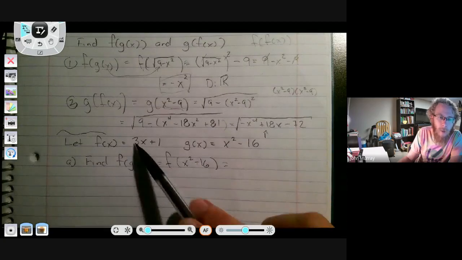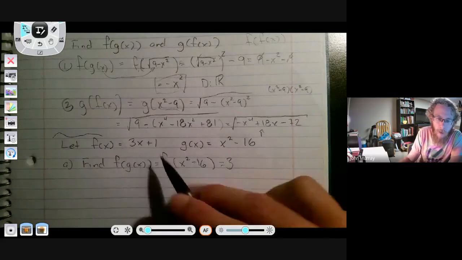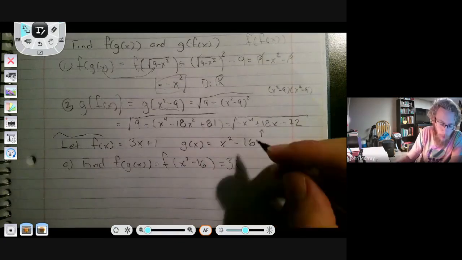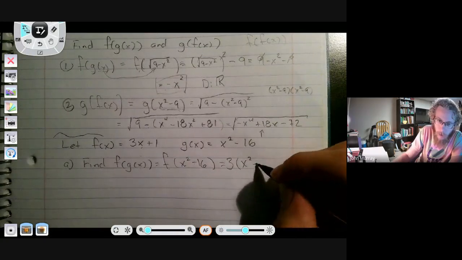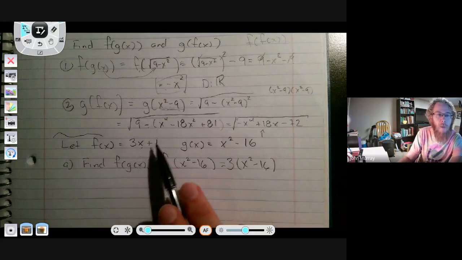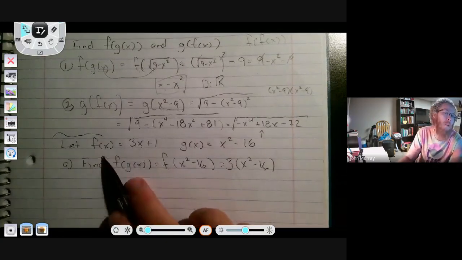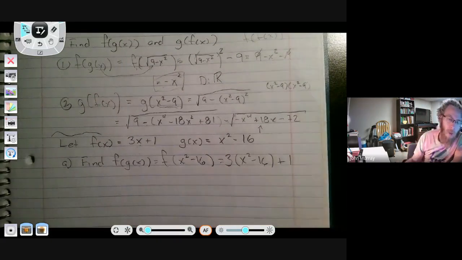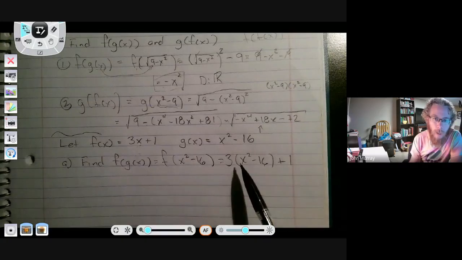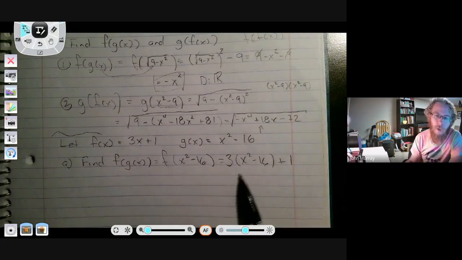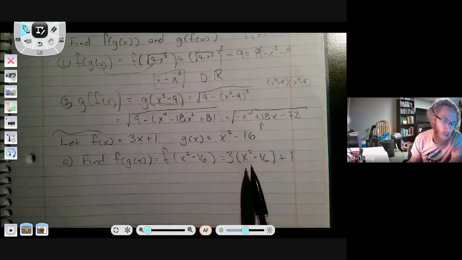So I have the 3, because I'm talking about the f. Now, instead of x, I'm going to write what's in the parentheses. That's how we normally do functions, right? And I can't forget that f still has this plus 1. My f function says I'm taking my input, multiplying that input by 3, and then I add 1. So you have to make sure every part is in there. So you have the 3 times x squared minus 16, plus 1. Once you've substituted in, you don't see any more function notation, there's no more f or g, then you can do anything you need to simplify.